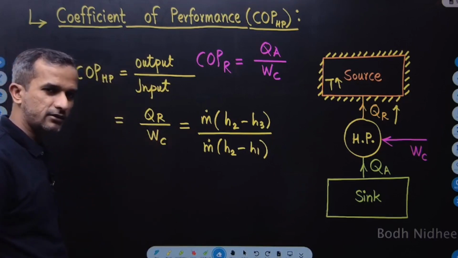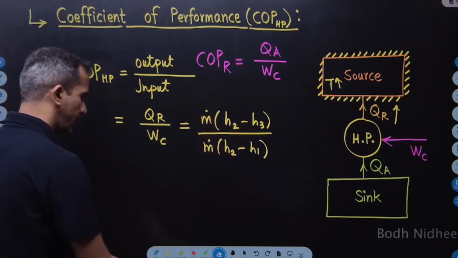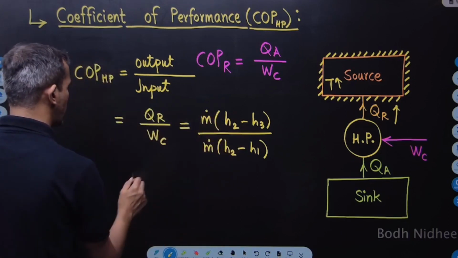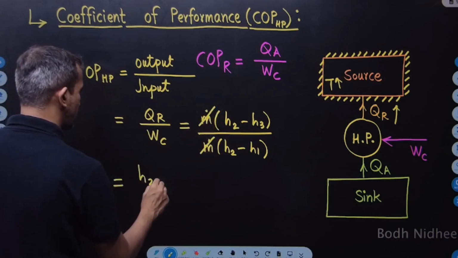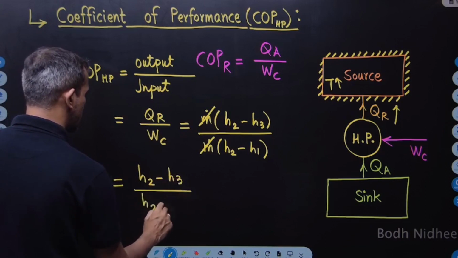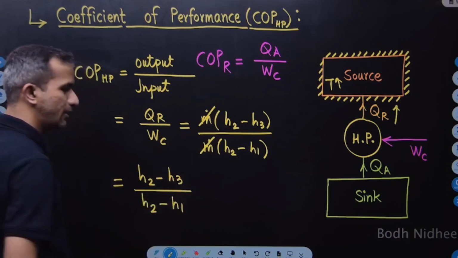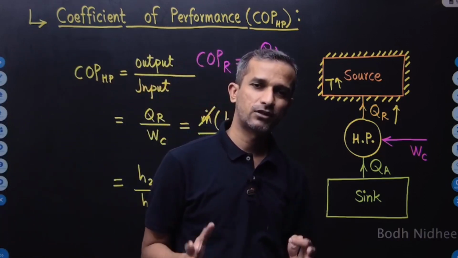The m dot can be cancelled and you can find this ratio. If I know the values of these enthalpies, I can find the COP of the heat pump. So m dot can be cancelled, and finally I get H2 minus H3 upon H2 minus H1. So if I know the values of enthalpies at different points, I can find the coefficient of performance theoretically.